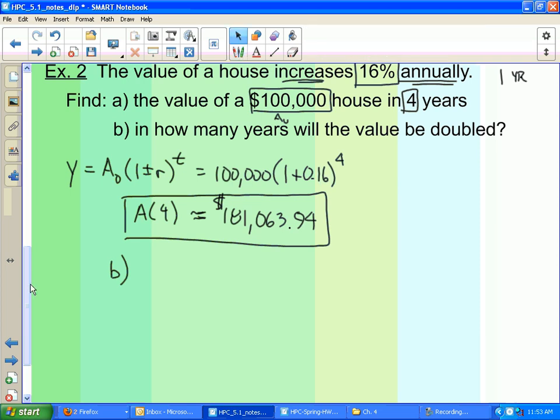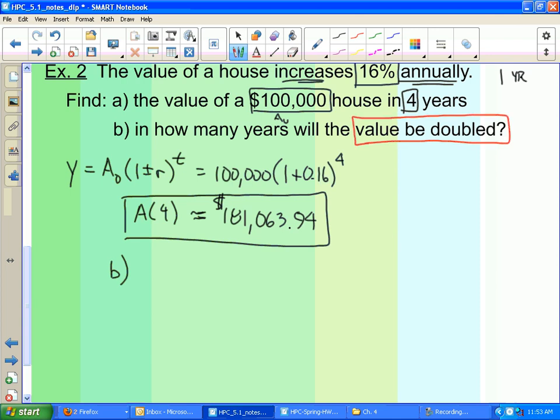Now here's the trick on this one. The value is doubled. That tells me what my y is. That's my final amount. Oftentimes there will be problems that state in a phrase like this what your actual y value is, or your a value, and you have to understand what we're referring to. So that's my y that I end up with.